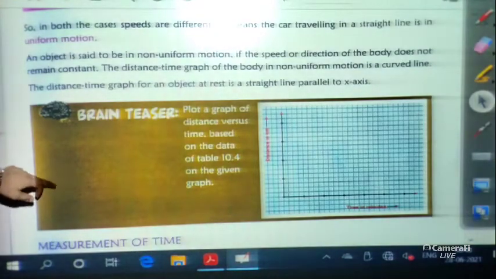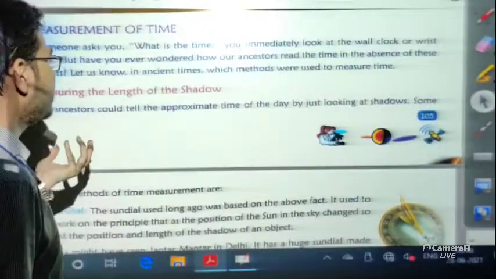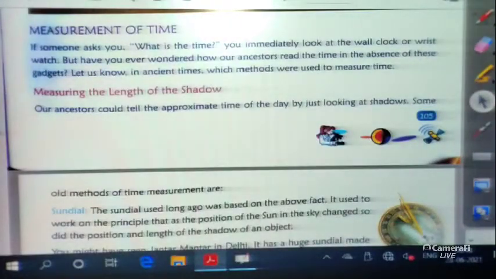And this is the last portion of our chapter: measurement of time, how to measure time, and how in ancient days people measured their time. These things, students, we will discuss in our next class.